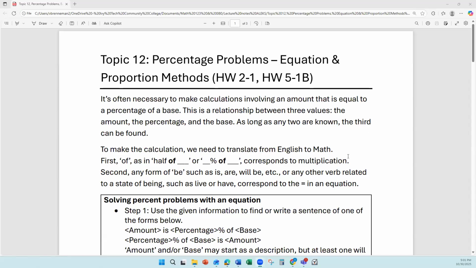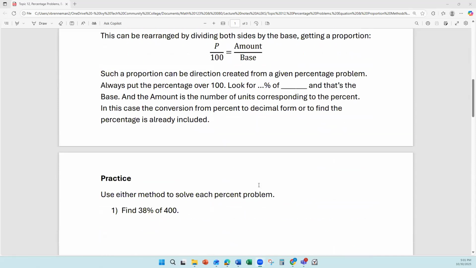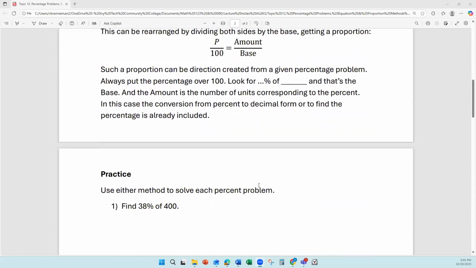This video is over topic 12, number 1 through 5. So this is basic percent problems. We will be looking at both the equation and proportion method. The equation method is lesson 2-1, proportion method is 5-1b, but as you're doing those homework problems in either 2-1 or 5-1b, you can choose to use whichever method you prefer. So you don't need to use a particular method depending on the assignment.